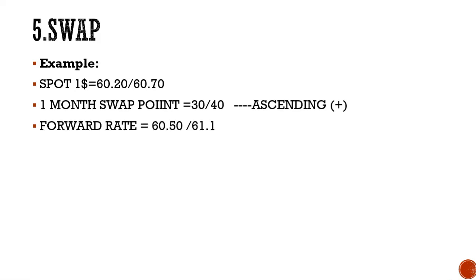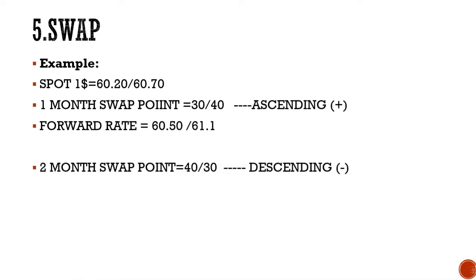So our forward rate will now be, it was 60.20. Because it is 30 to 40, it is ascending, we will add the swap points. So it will be 60.20 plus 30 points, so that becomes 60.50. Similarly, 60.70 plus 40 points, when you add it, you will get 61.1. So your forward rate changes.